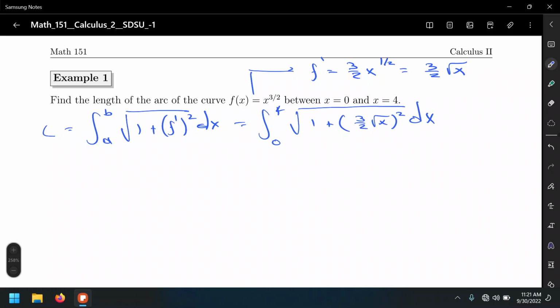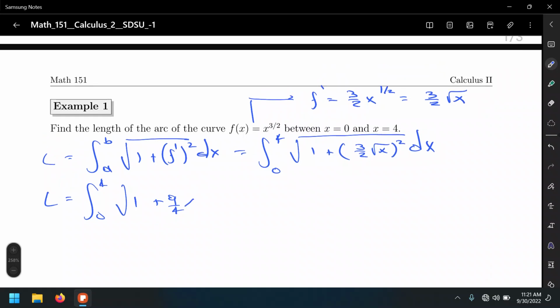Okay, so be careful with squaring this term right here, because the square is going to affect both the coefficient 3/2 and also the variable factor. So on the one hand, this remains 1 plus 3/2 quantity squared, that's going to give us 9/4. And what happens when we square a radical? Don't they cancel each other, leaving us with simply x, and then with respect to x.